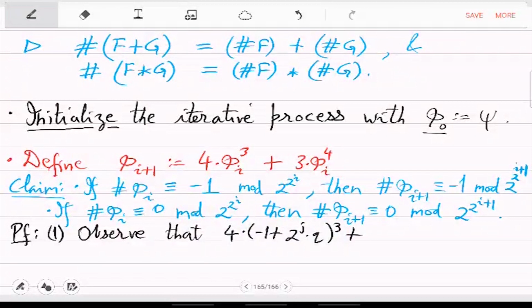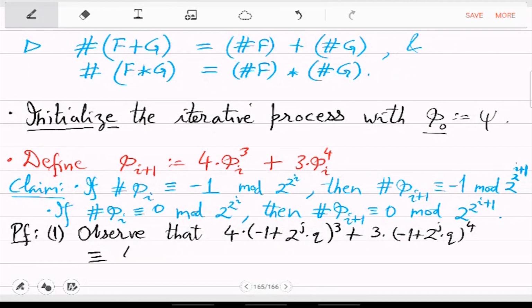Okay, so if we have a number which is minus 1 mod 2 raised to j, we cube it, multiply it by 4 and then add 3 times the same number, 4th power. Okay, then what happens? What happens is we'll actually get its value minus 1 in the higher modulus, which is 2 raised to j plus 1.